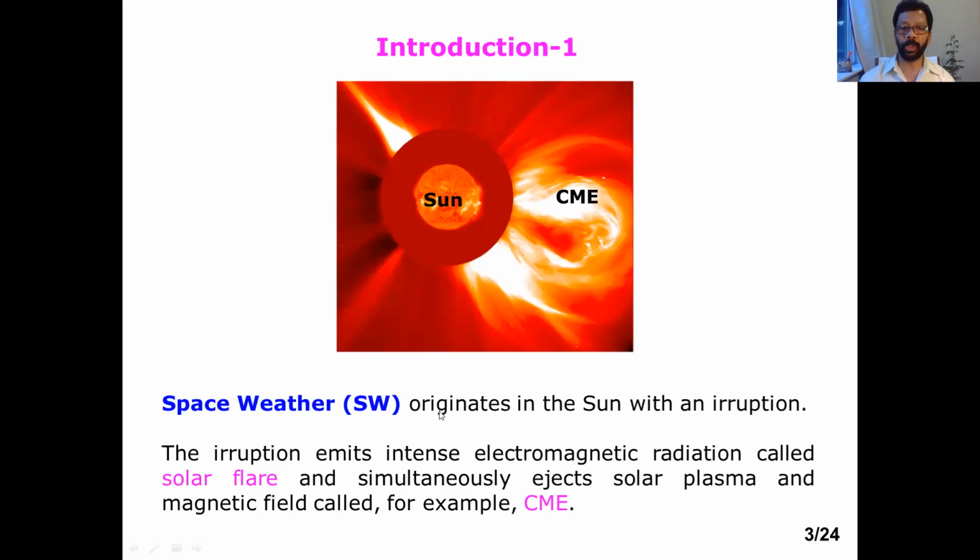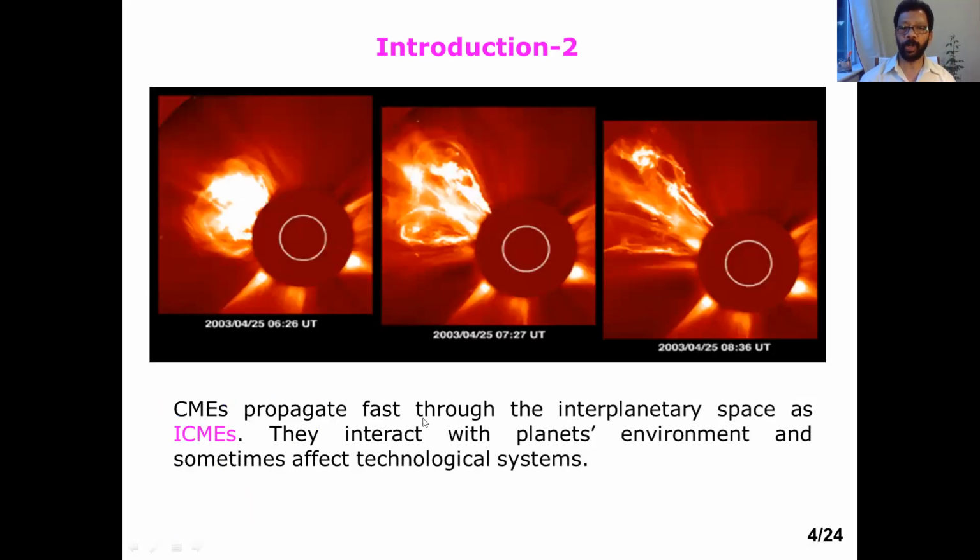As you know, space weather originates in the sun with an eruption. The eruption emits intense electromagnetic radiation called solar flare and simultaneously ejects solar plasma and magnetic field called, for example, CME. CMEs propagate fast through the interplanetary space as ICMEs. They interact with planet's environment and sometimes affect technological systems.